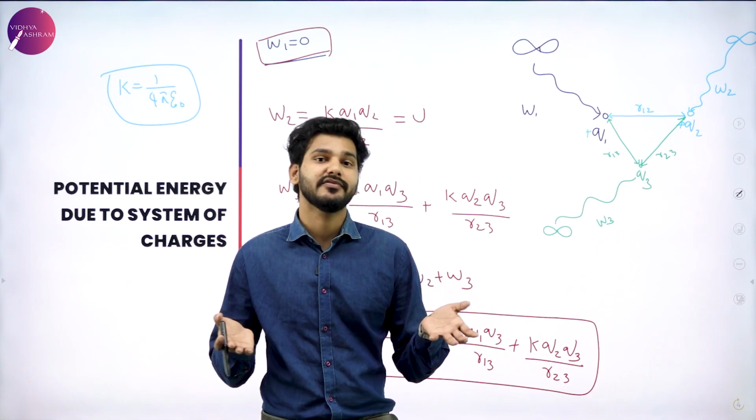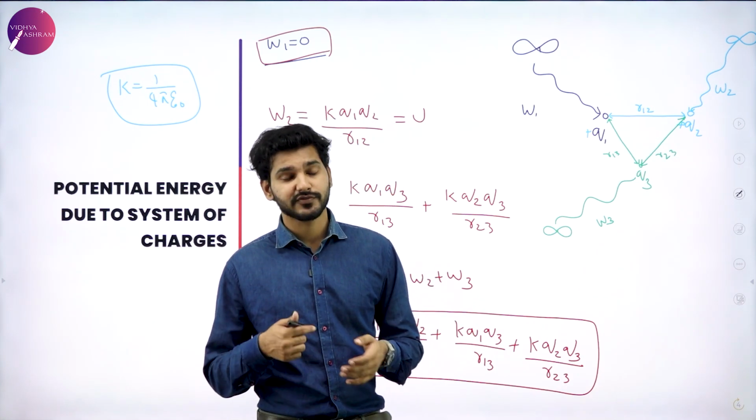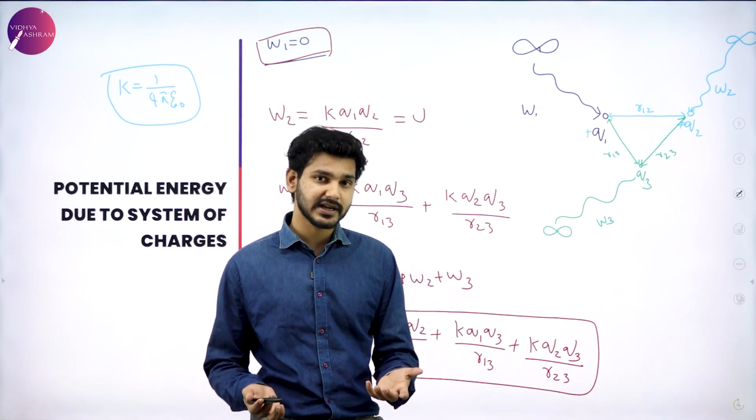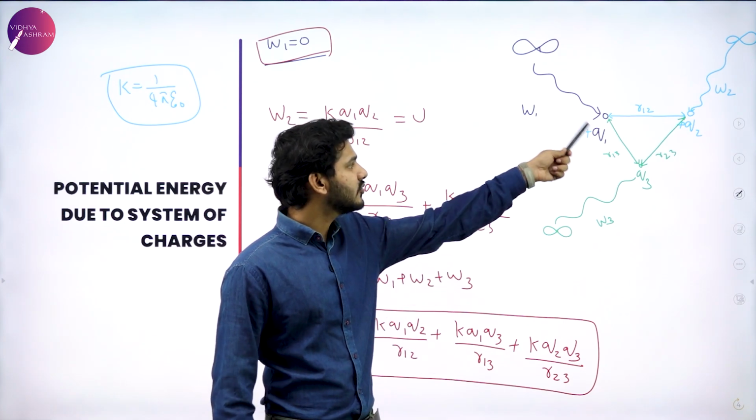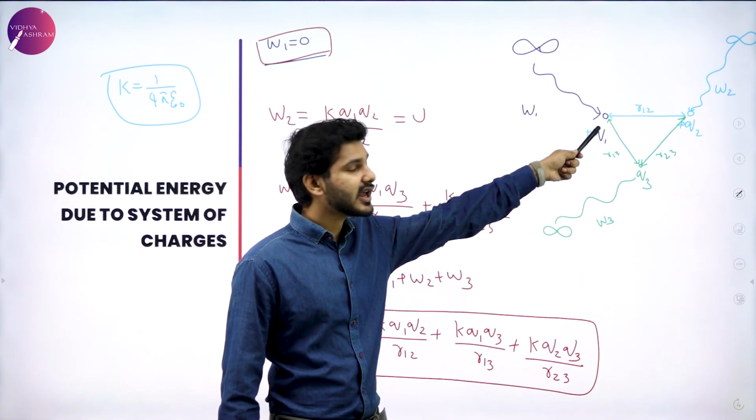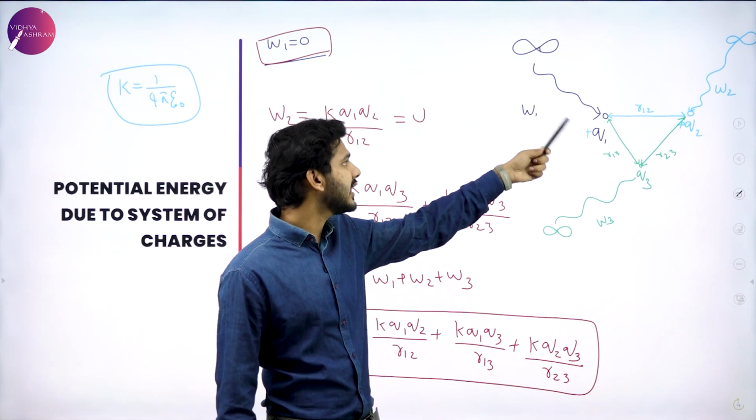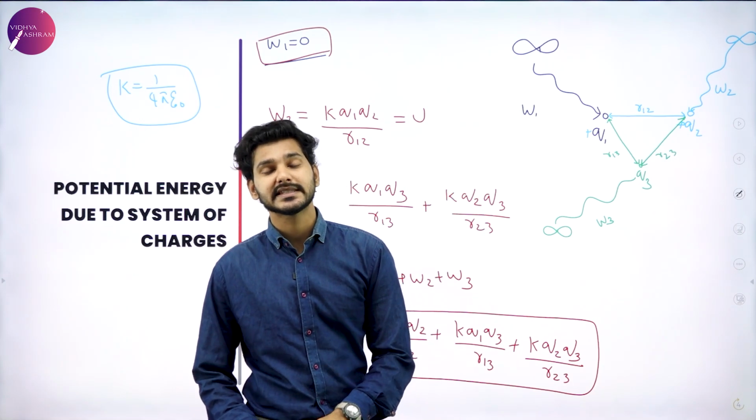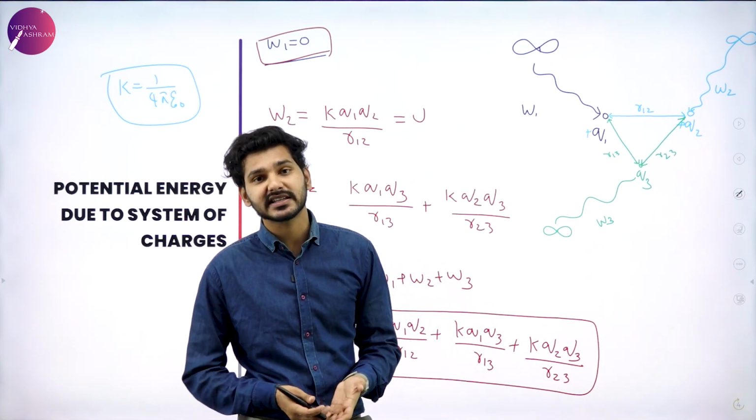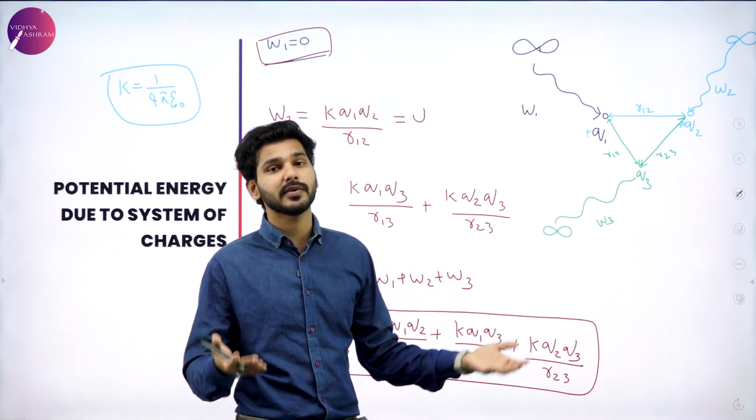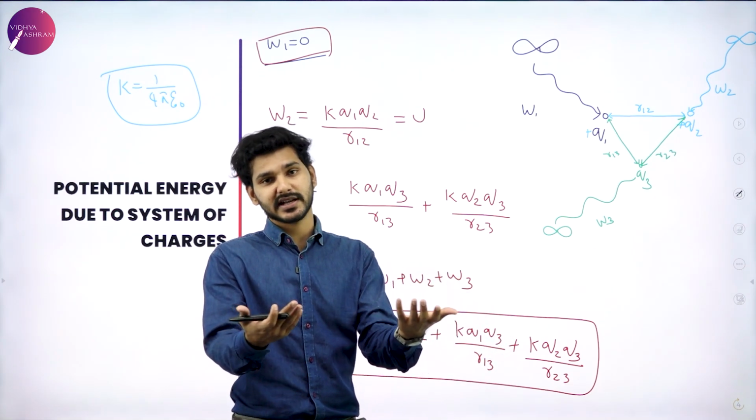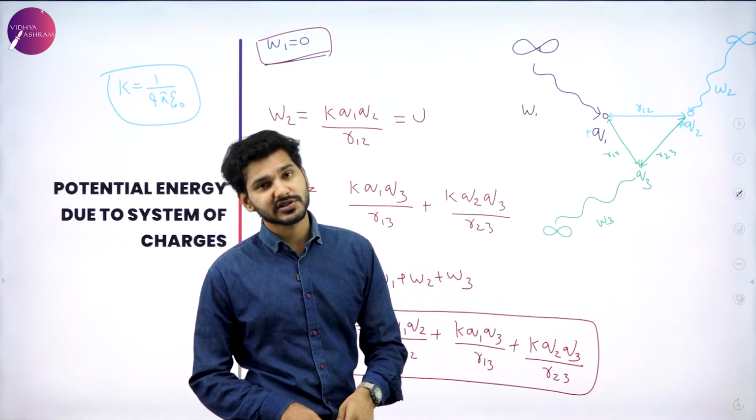So again, how do we calculate this? It is actually very simple if you break it down. First, we consider that when we bring Q1 from infinity to that particular point, let's say point A, the work done will be 0 because there is no force existing in that space to repel, attract or exert any force on that charged particle.